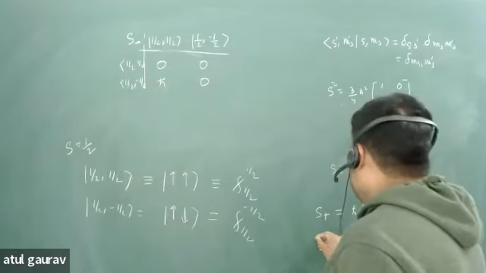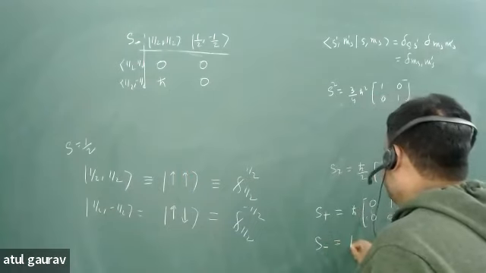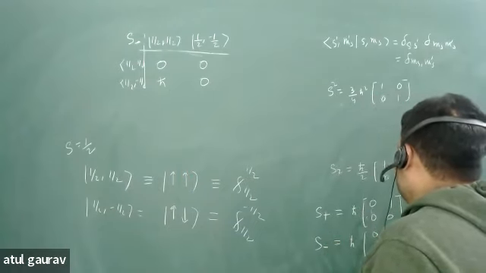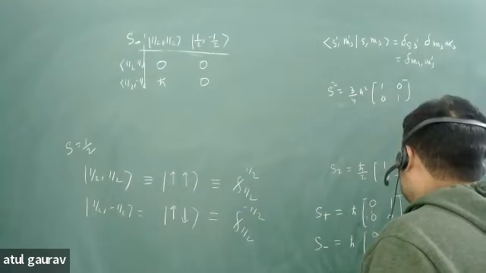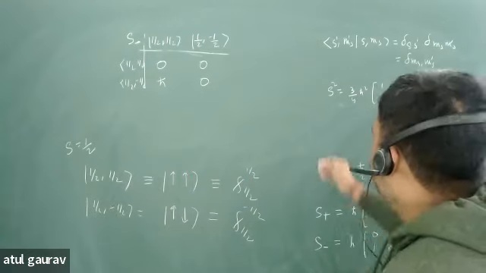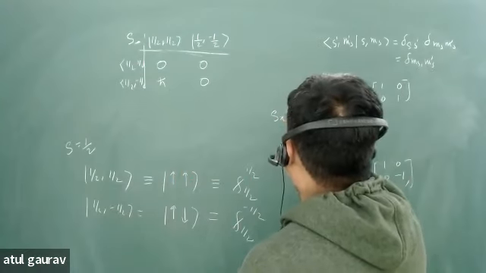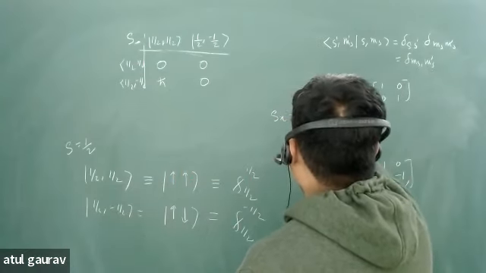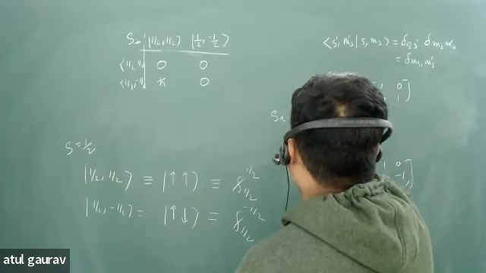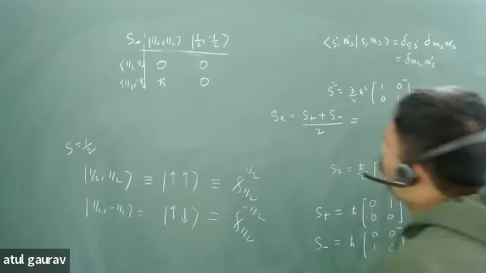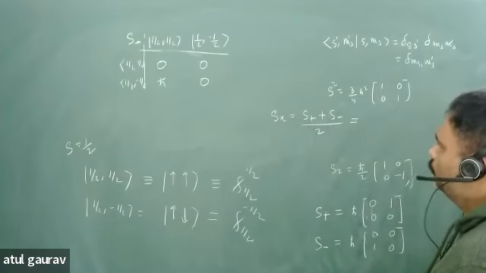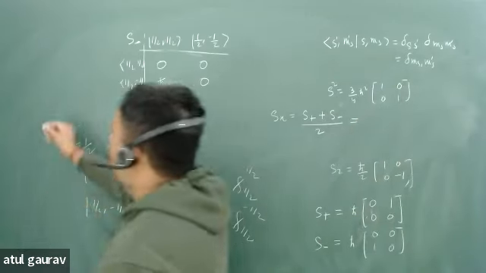So you have S minus operator, that is h cut times 0, 0, 1, 0. Okay. Now what is my Sx operator? Sx operator is equal to S plus plus S minus by 2, and it should be this, right? Yes or no?